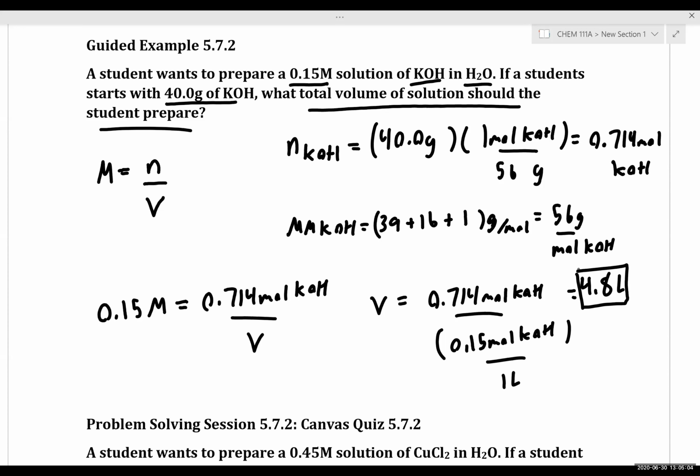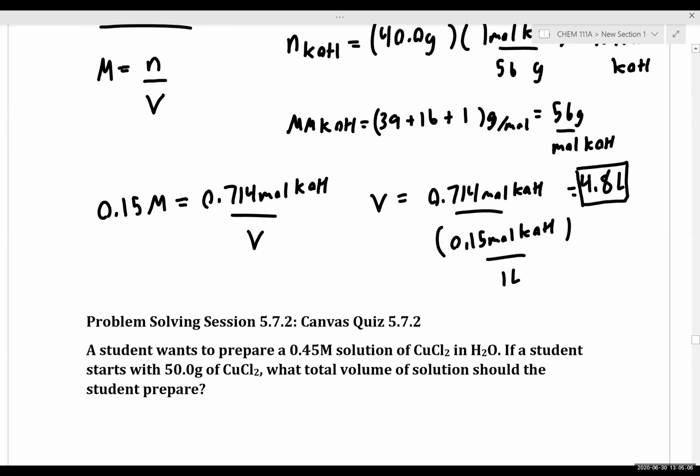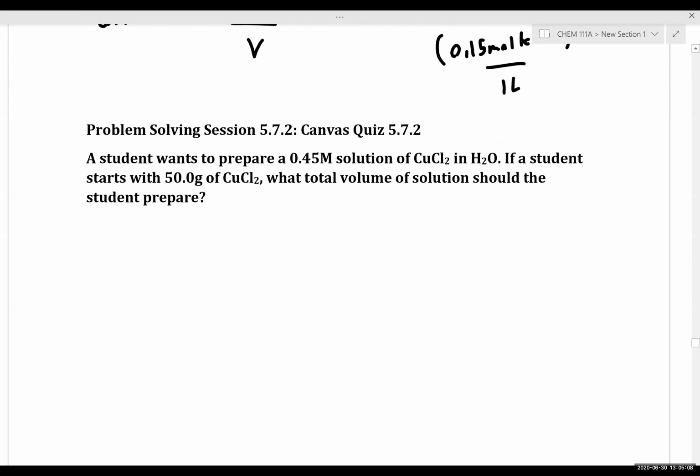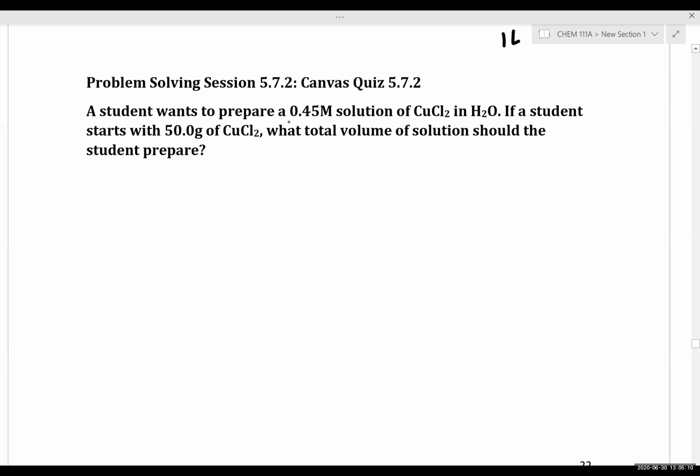Okay, so let's apply what we've learned in this example to solve a problem. Suppose you want to prepare a 0.45 molar solution of copper chloride in water. If you start with 50 grams of copper 2 chloride, what total volume of solution should the student prepare?